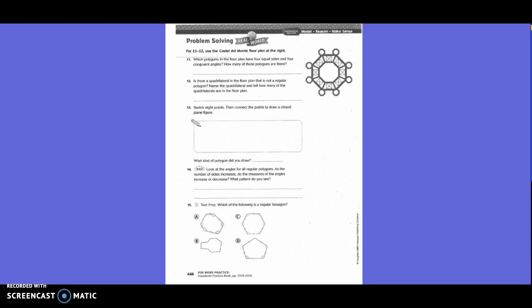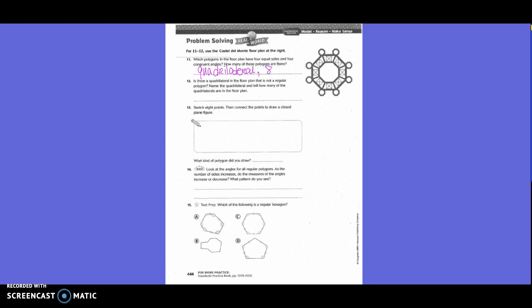Which polygons in the floor plan have 4 equal sides and 4 congruent angles? So which one? Quadrilateral. And how many of them are there? 8.